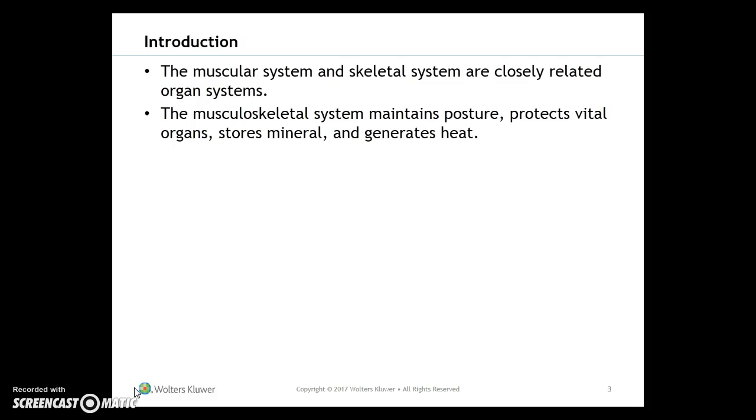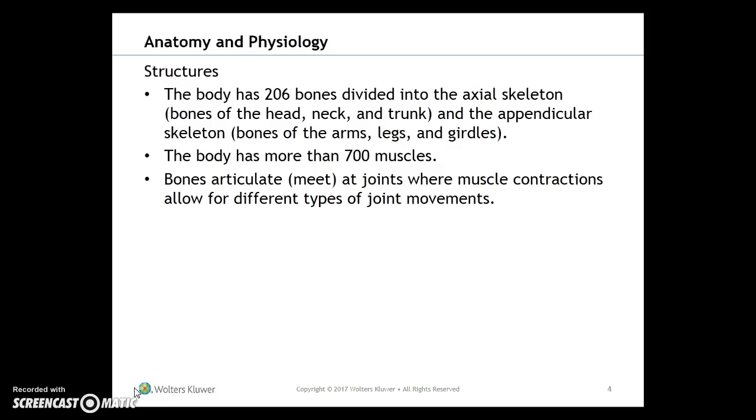Skeletal muscle, we know, attaches to the bones of the skeleton, and because muscles insert into those bones, we can move about. So the musculoskeletal system also is responsible for maintaining our body posture, protecting vital organs, storing minerals in our bones, and generating heat through muscle contractions. So in this chapter, we're going to discuss bones, joints, and muscles. So let's take a look at the anatomy and physiology first.